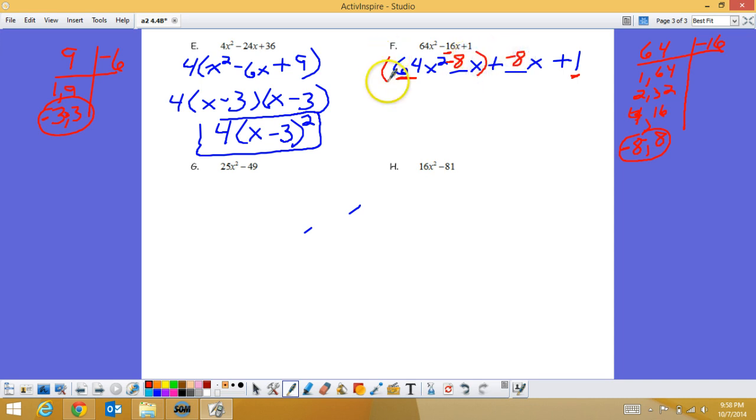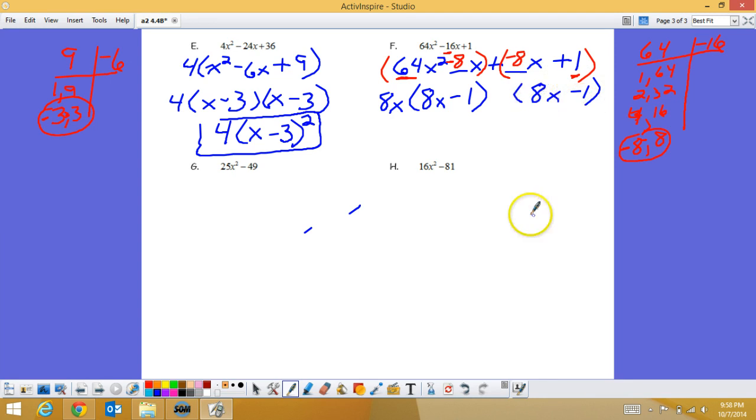So we'll group the first two terms and the last two terms. And out of those first pair, we can take out an 8 and an x. What do you multiply 8x by to get 64x squared? The answer is 8x. And what do you multiply 8x by to get negative 8x? Multiply it by negative 1. So we want 8x minus 1 here.